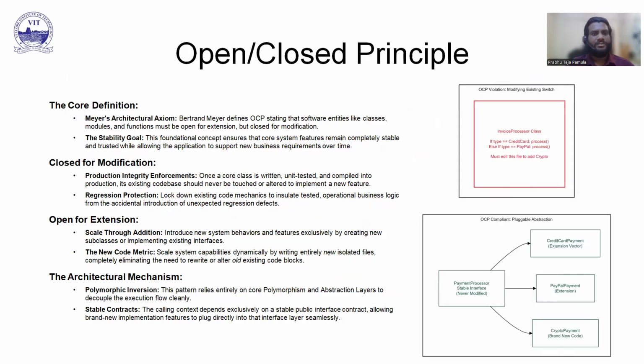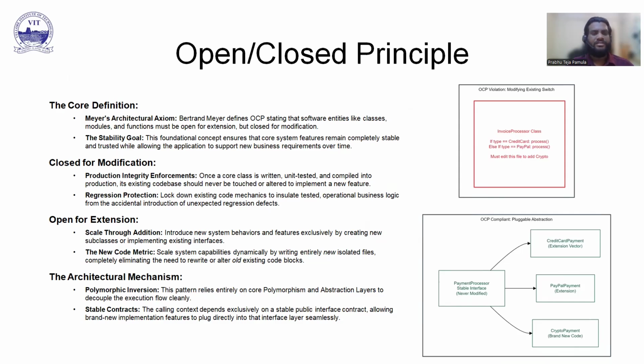Open-closed principle. The core definition: Meyer's architectural axioms. Bertrand Meyer defines OCP, stating that software entities like classes, modules, and functions must be open for extension but closed for modification. The stability goal: this foundational concept ensures that the core system features remain completely stable and trusted while allowing the application to support new business requirements over time.